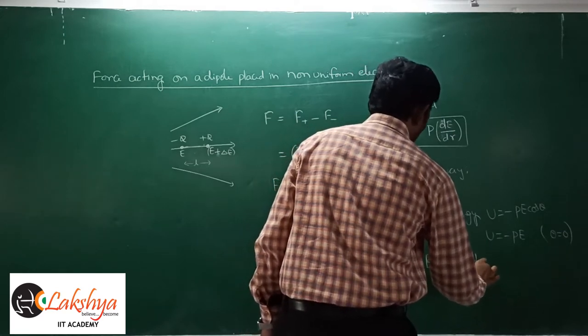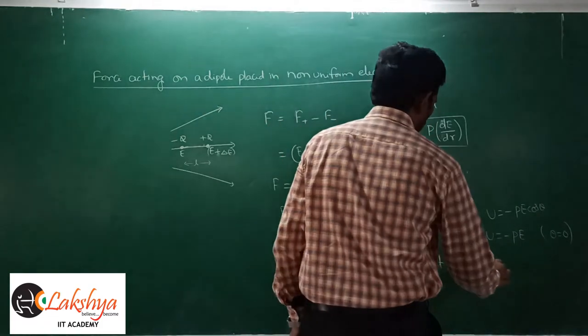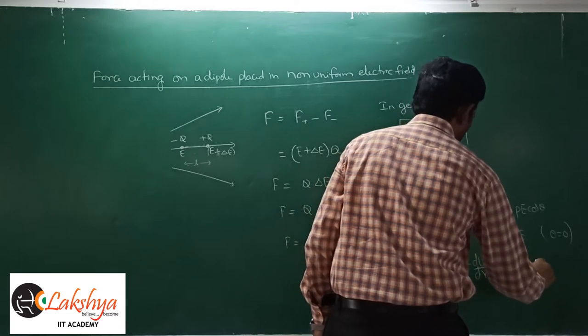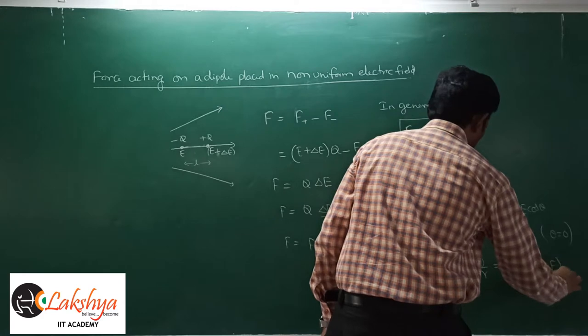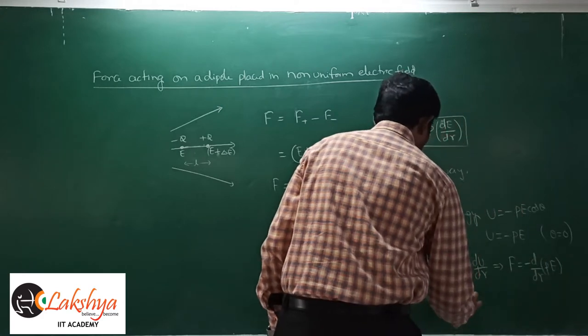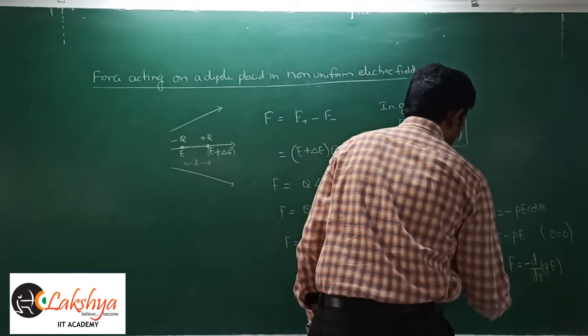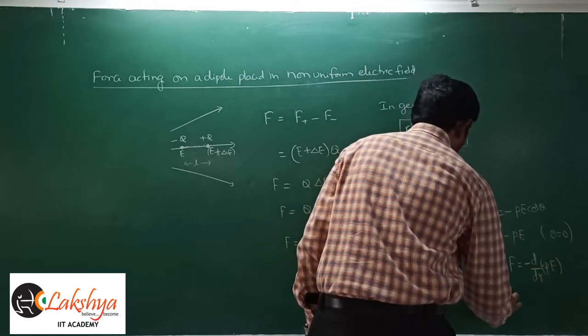And therefore we know another relation, F is equal to minus dU by dr. Substituting that value here, F is equal to minus d by dr of (minus P E). Minus of minus gives plus, so then F is P into dE by dr.